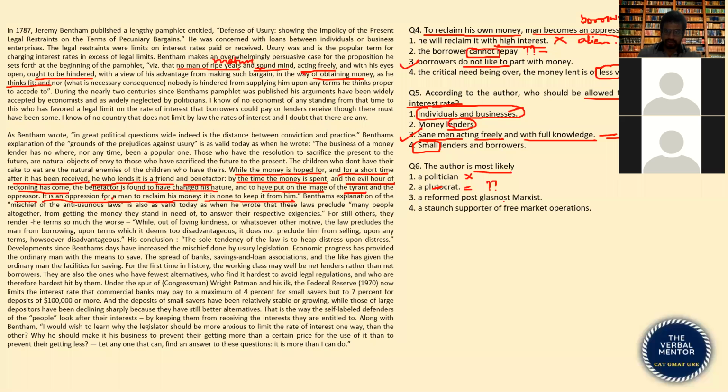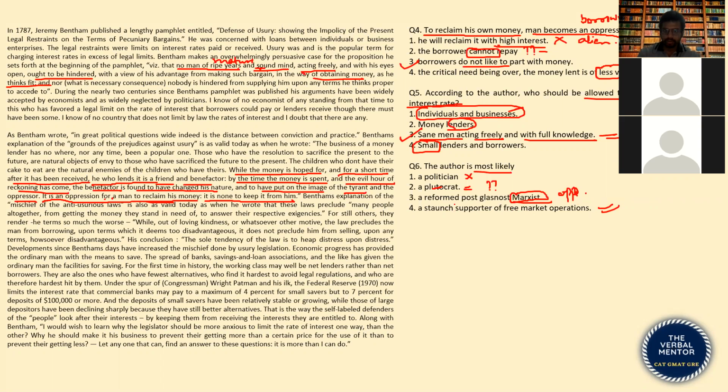A reformed post-Glasnost Marxist, where does that come from? In fact, if you know anything about Marxism or communism or socialism, if there is one thing that author is not, he's not a Marxist, he's not a communist, because a Marxist or a communist or a socialist, for that matter, would never support the practice of usury, lending money at exorbitant interest rates. So this is opposite in tone. A staunch supporter of free market operations. Well, this is also a good answer choice.